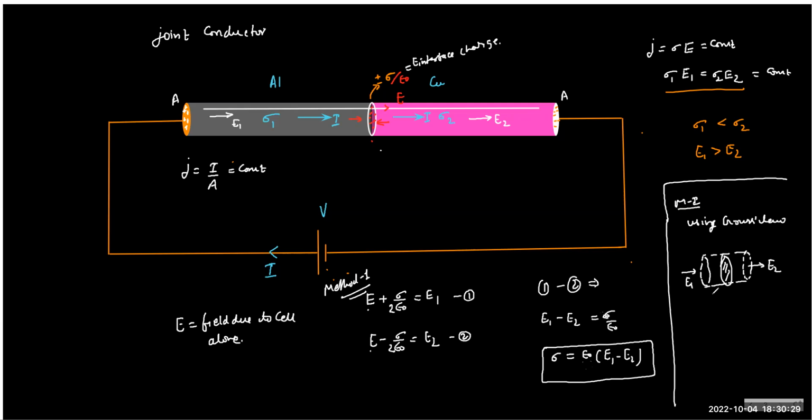So if you apply Gauss law, what is the net flux through this cylindrical surface? Assume the cross-sectional area is A. In terms of E1 and E2, it is minus E1 into A plus E2 into A. And this must be equal to the charge enclosed, sigma upon epsilon naught, which is the same answer, right? It's a one line answer.